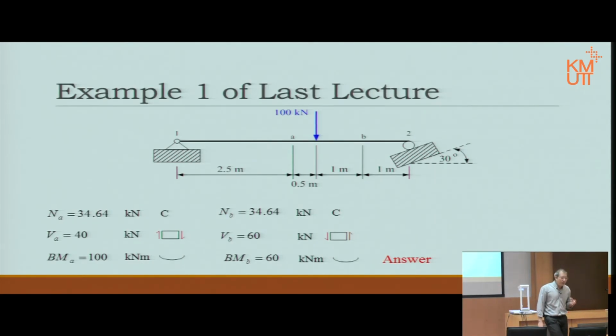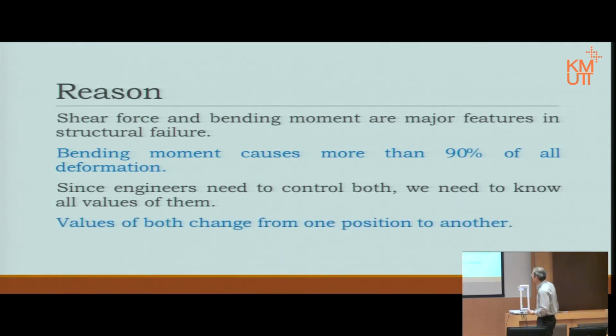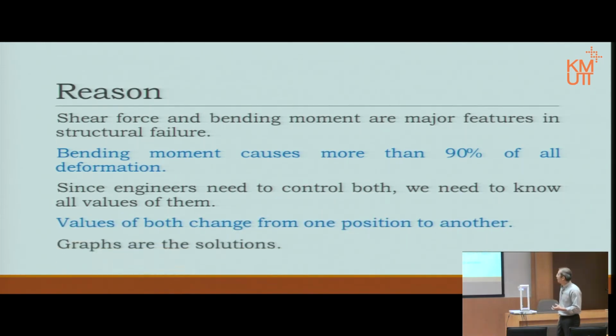So how do we know where the maximum is, where the minimum is, where it can change direction? We are not going to calculate every single point indefinitely. So the idea is drawing a graph, and then we can tell everything. As I said, it changes, and therefore graphs are in fact the solutions, so that we can tell the shear force and the bending moment at every single point on the structure. That means we can design the structure to resist those shear forces and bending moments, and of course axial force as well.